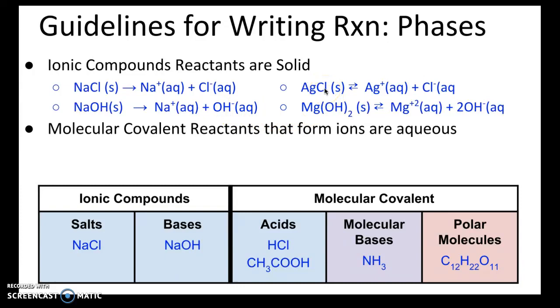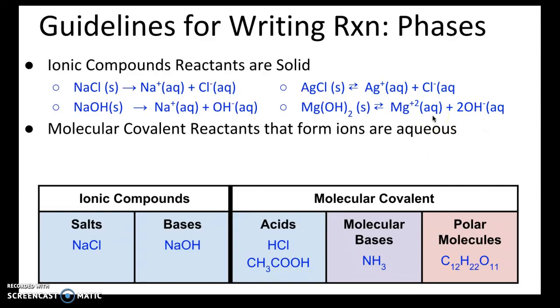Here we have some examples of a slightly soluble or insoluble salt, which is silver chloride. Again, it starts off as a solid, breaks down into its aqueous ions. And then for magnesium hydroxide, which is a weak base, a weak ionic base, starts off as a solid, breaks down into its aqueous compounds.